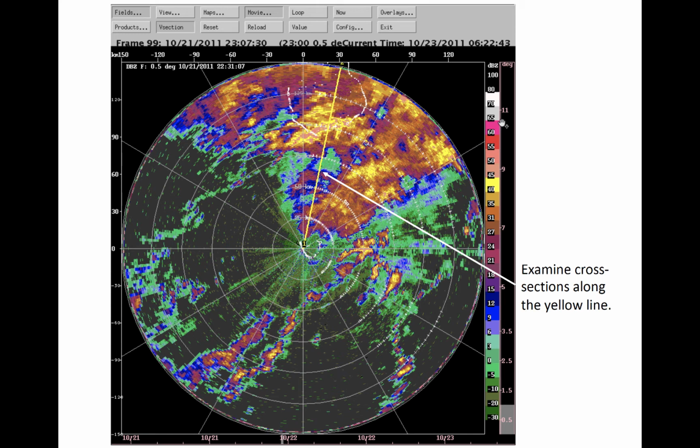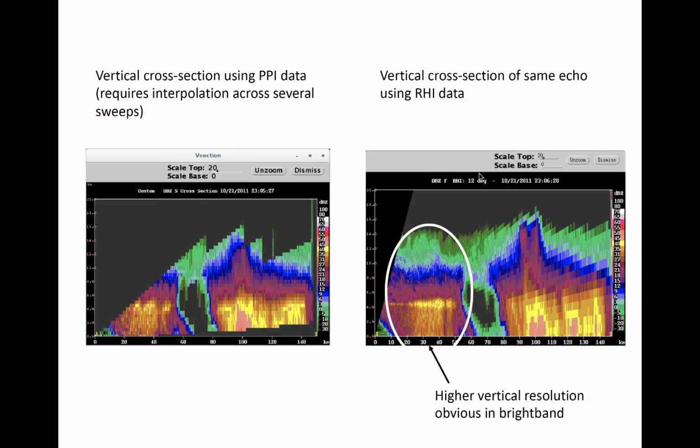In this example, intense convection is seen to the northeast of the radar, with some scattered convection located elsewhere. Next, we'll look at a vertical cross-section through the convection along the yellow line shown at the 12-degree azimuthal angle. The two figures show side-by-side cross-sections of the same convection through that yellow line. On the left is a synthetic cross-section made using PPI data that is interpolated to fill in gaps between rays.